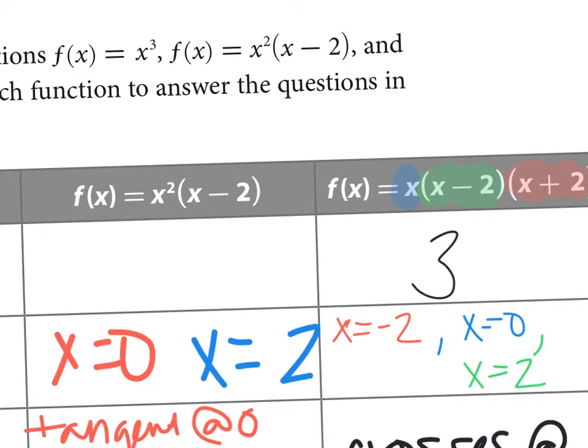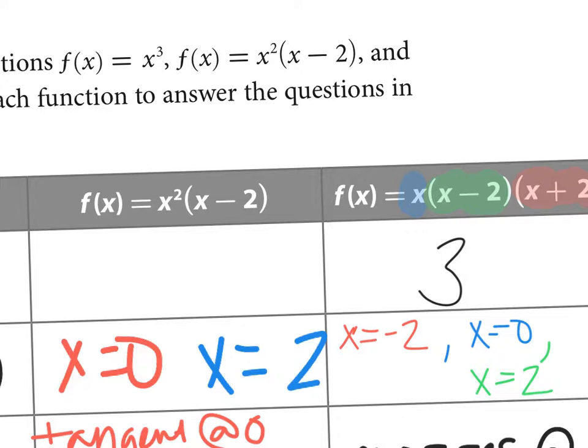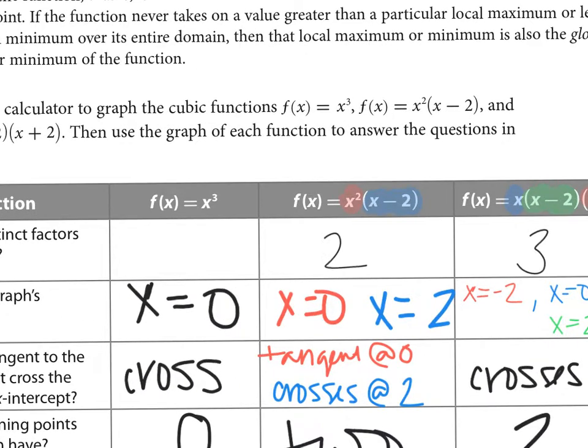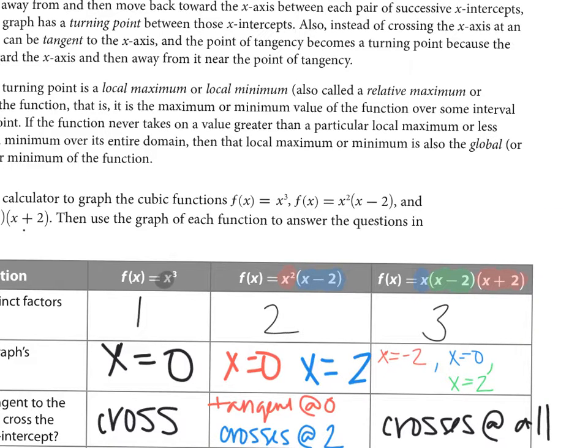Okay. What about the next one? So moving to the left, x squared times x minus 2. How many factors? 2. What's my first factor? x squared. And my second distinct factor is x minus 2. Okay. And then what about f of x equals x to the third? How many distinct factors? 1. And that distinct factor is just x. The number of distinct factors determines the number of x-intercepts.